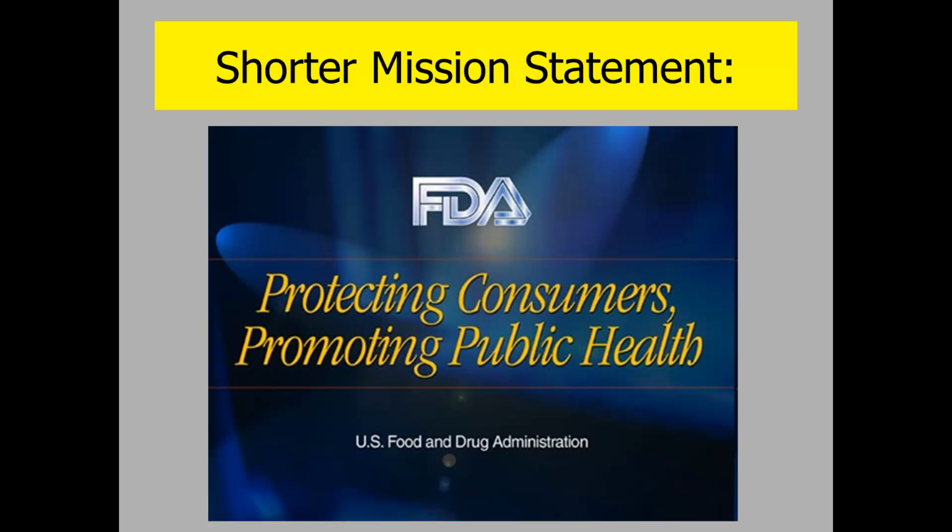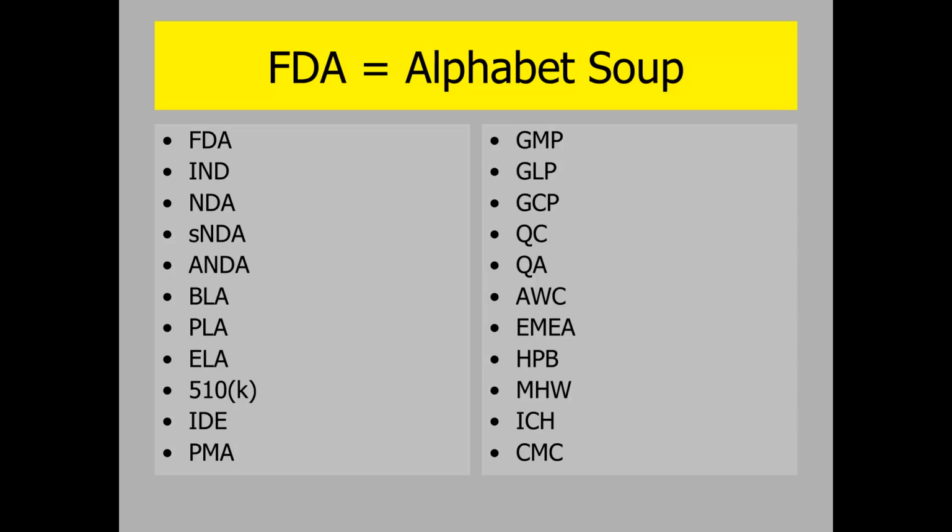So a shorter mission statement from the FDA would be protecting consumers, promoting public health. The FDA has a lot of acronyms, a lot of 3-letter abbreviations. So it is an alphabet soup. When you're using the FDA, our textbook has a glossary in the back, and it's always helpful to jot down what some of these 3-letter acronyms mean.